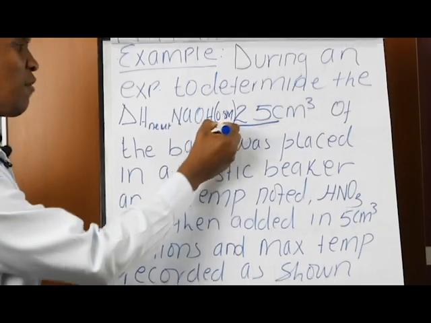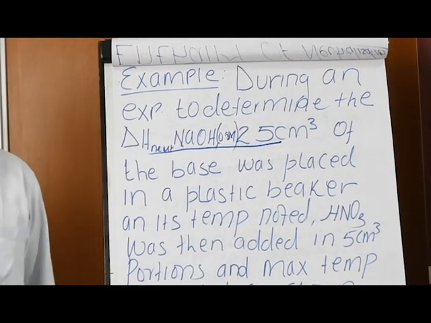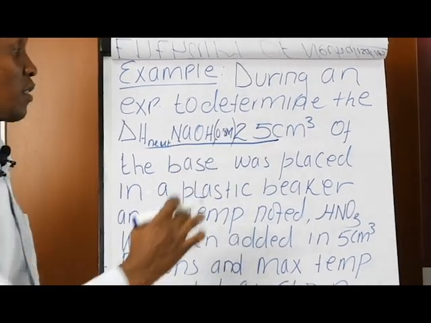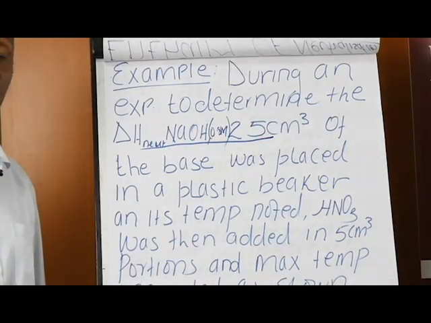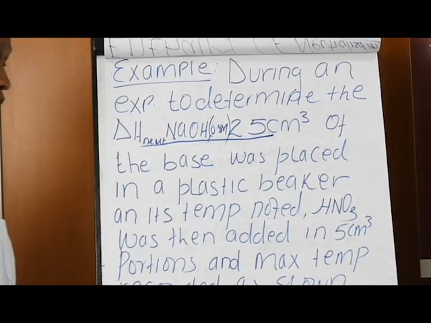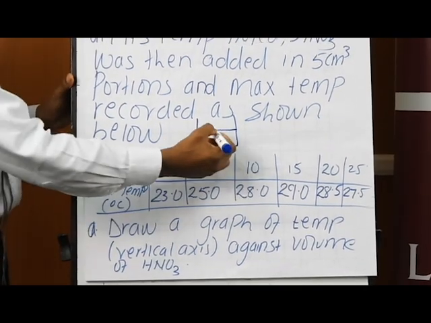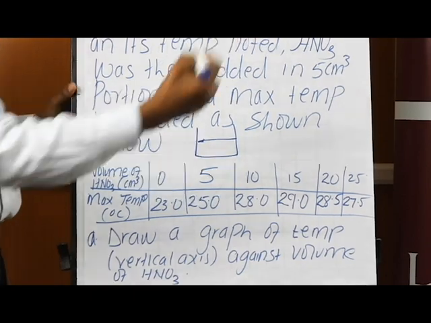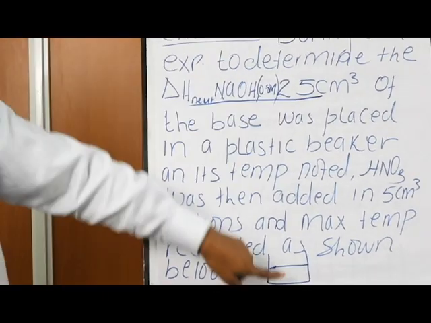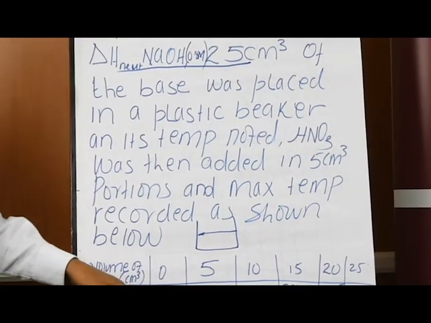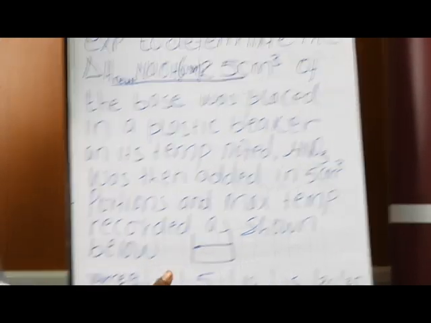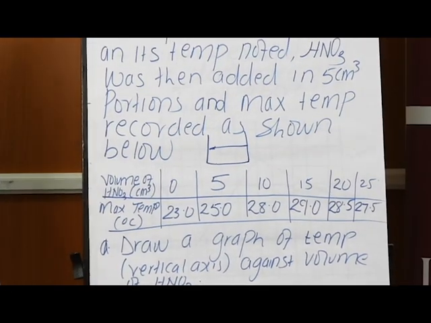I take 25 cubic centimeters of sodium hydroxide. It's given as 0.8 molar sodium hydroxide. I take 25 cubic centimeters and probably put it in a plastic beaker. Then I measure a temperature, and definitely it's going to be around room temperature at 23 degrees Celsius.